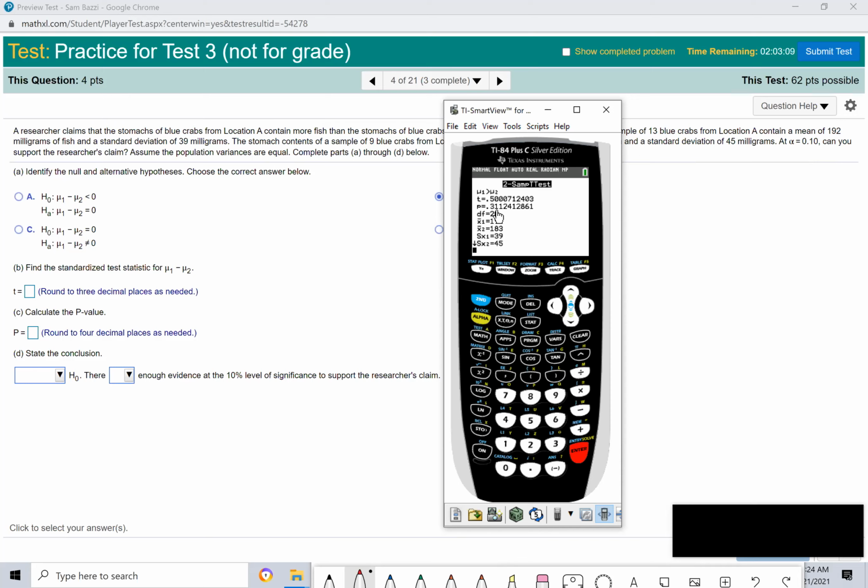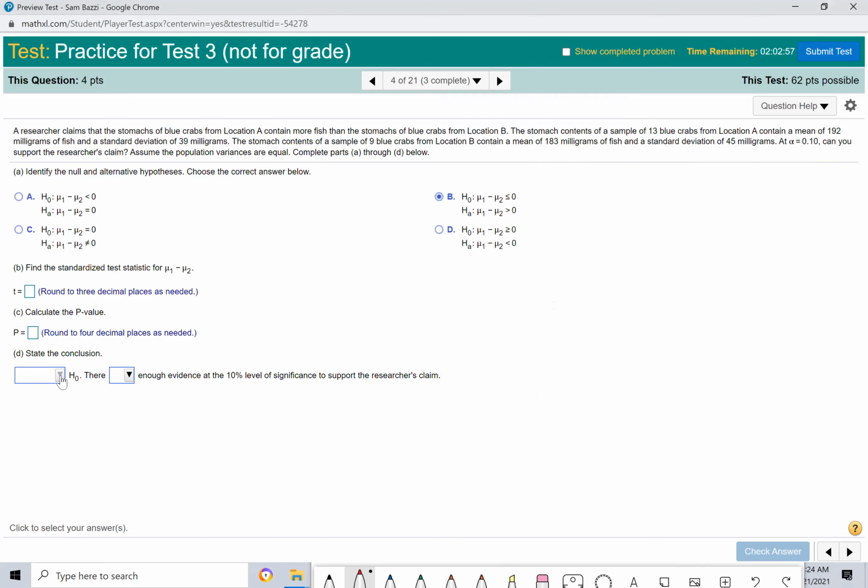Okay, T is 0.5. So you put it right here. P-value is 0.31. How many decimals? 4 decimal places. It will be 0.3112, which is bigger than alpha. So you fail to reject H0, and there is not enough evidence at the 10% level of significance to support the claim. Fail means there is not, so just use there is not here.